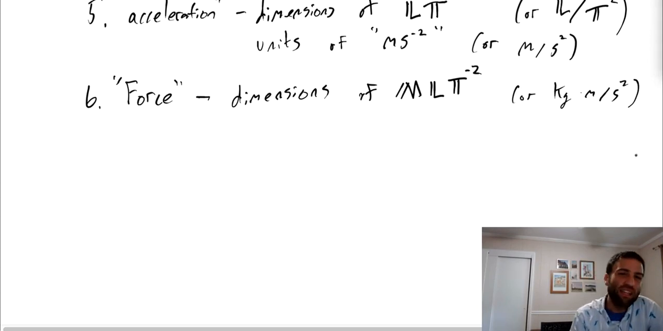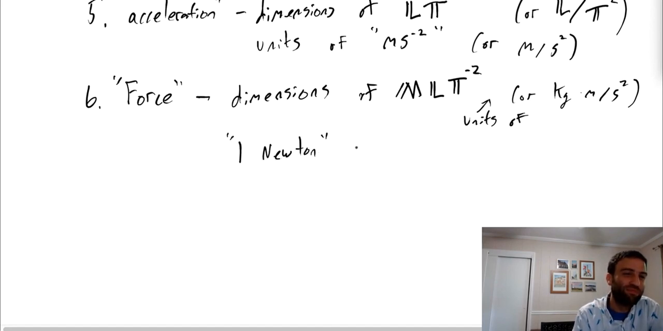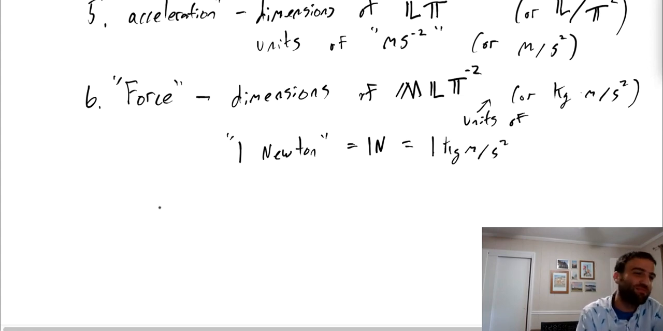Right? And this combination, forces are so important that we have a name for this particular unit. So I should have written units of. And this combination is so common that we call the whole thing a Newton. So 1 Newton, or 1 N, is equal to 1 kilogram meter per second squared.